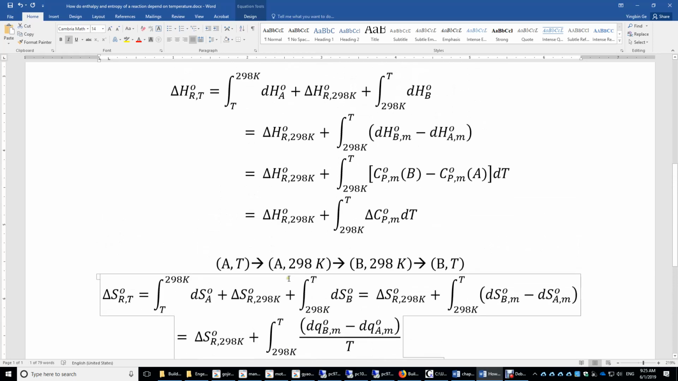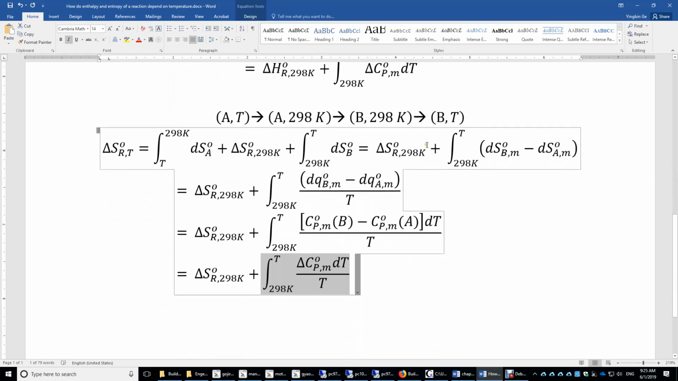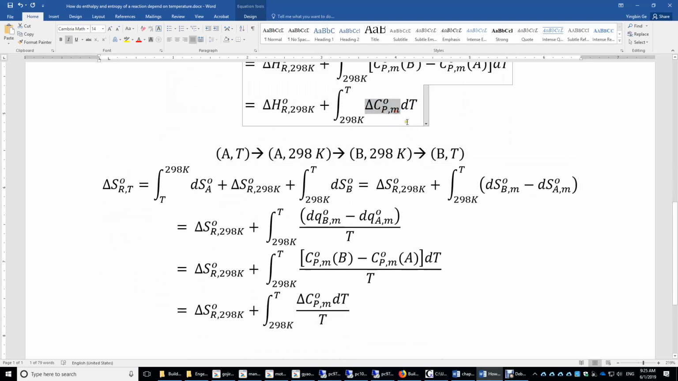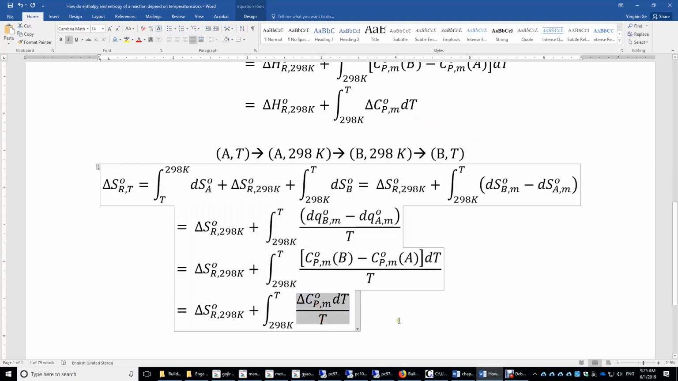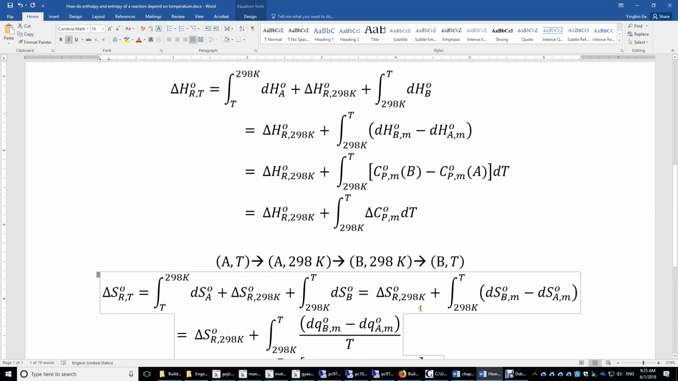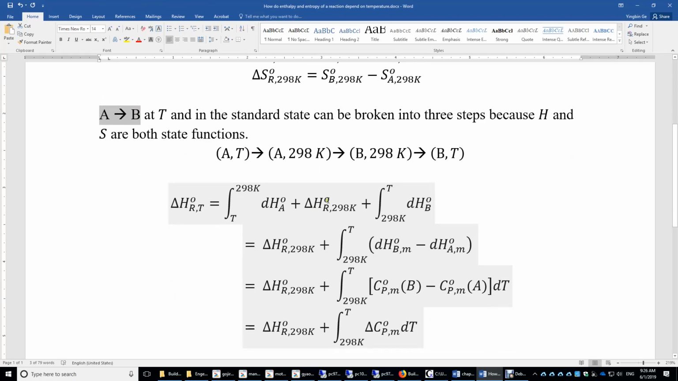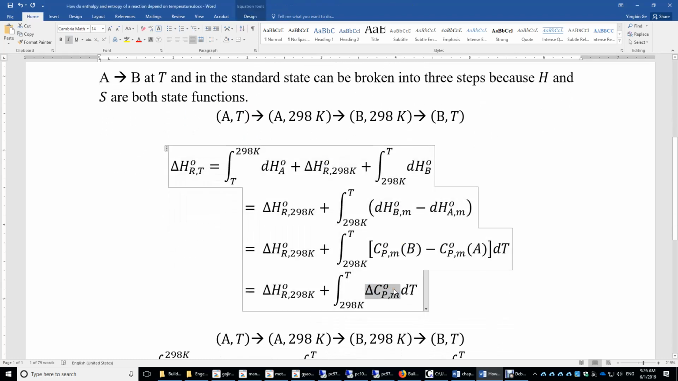And for enthalpy, we have a similar correction. The only difference is this. In here, we integrate delta Cpm for the enthalpy correction. Over here, we integrate delta Cpm over T for the entropy correction. And in general, we do not have to have just one reactant and one product. We can have any number of reactants and any number of products as long as you understand this delta Cpm as the sum of the Cpm of all products minus the sum of the Cpm of all reactants.